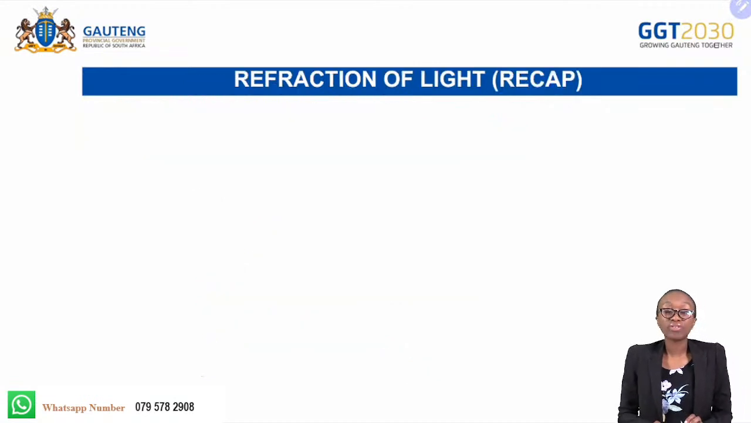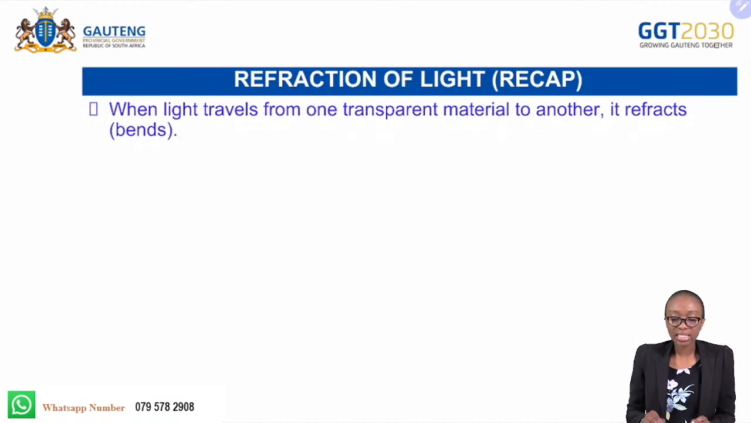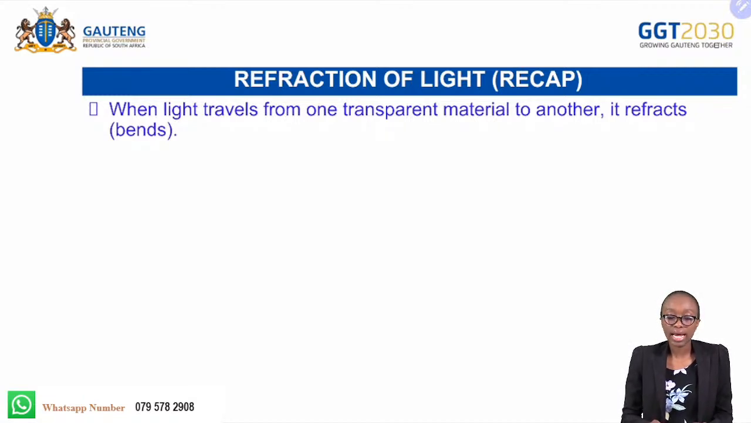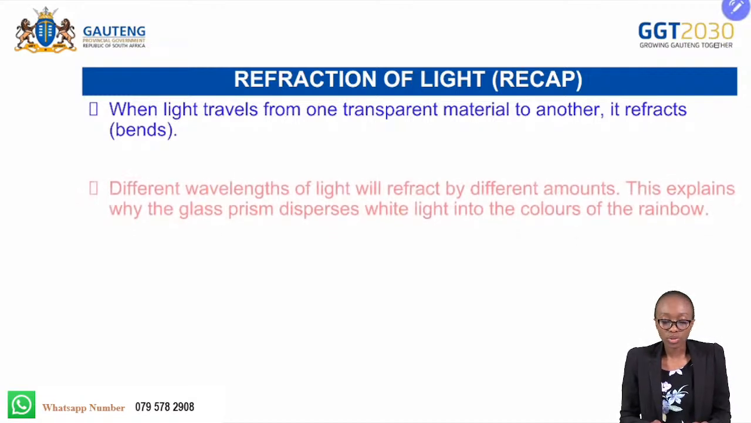So now let's have a brief recap of the refraction of light. This is very, very important as it is related to today's lesson. When light travels from one transparent material to another, it refracts. What does it mean? It's going to bend. Remember, we learned that light travels in straight lines from our first lesson on visible light. So when that light moving in a straight line travels from one transparent material to another, it's going to bend, or refract.